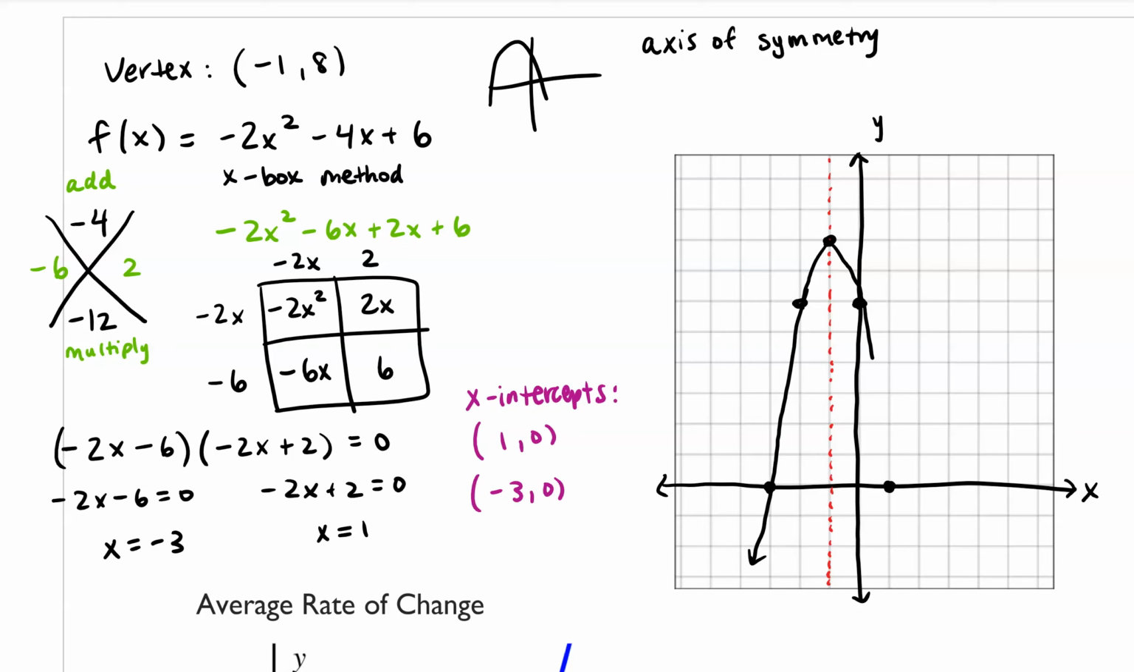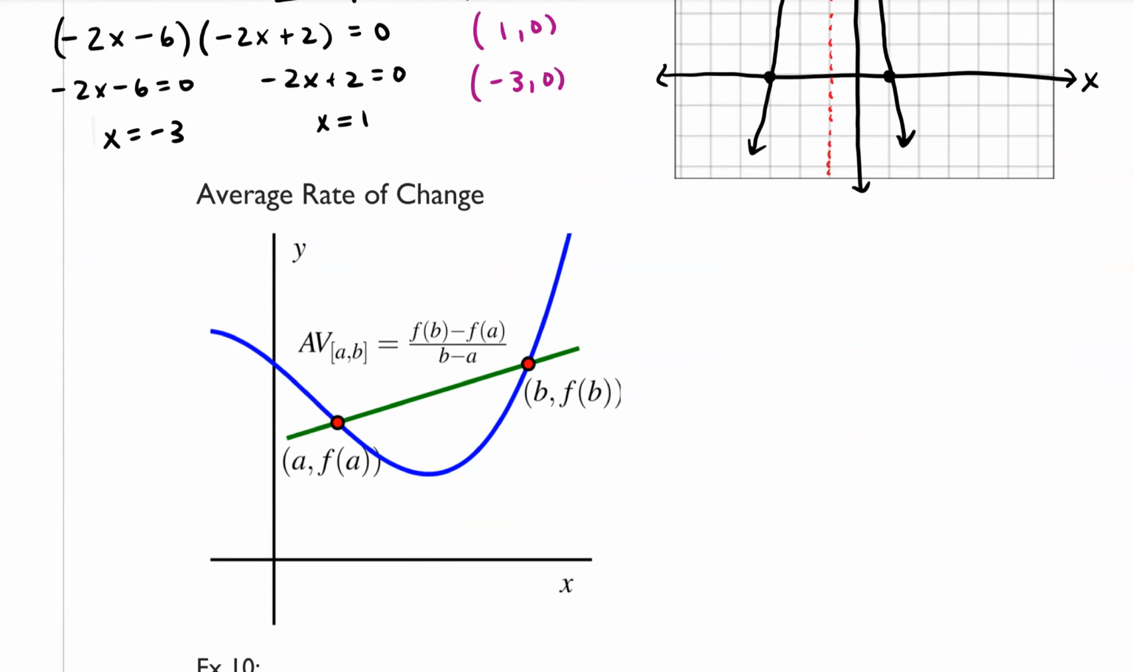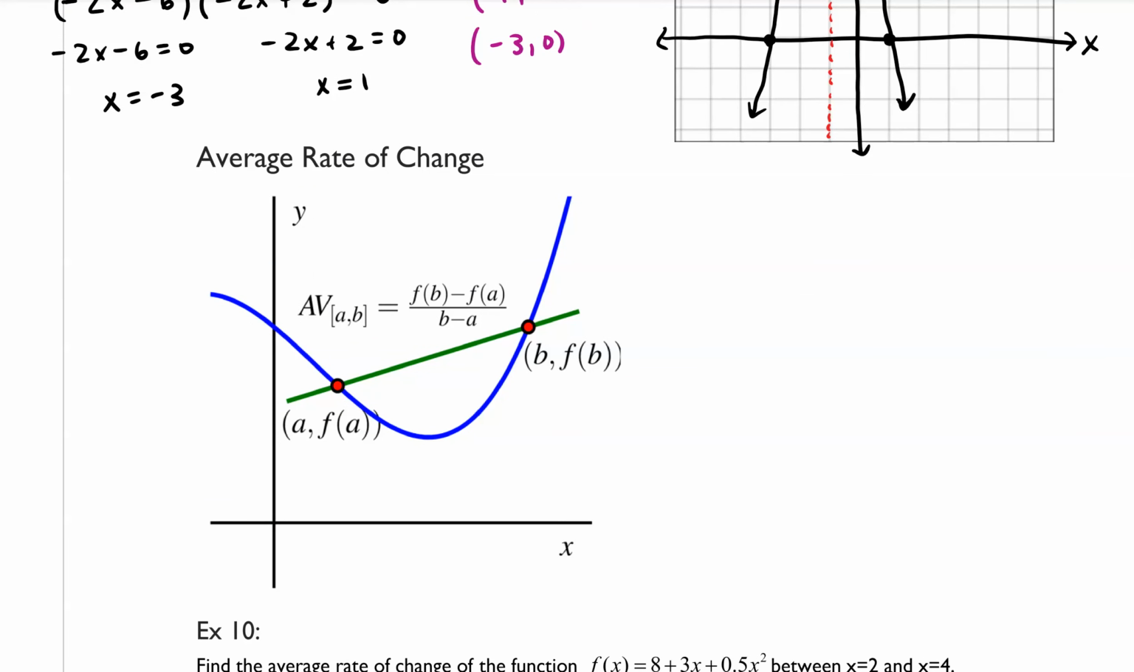And so our graph is going to look something like that. All right, so that is the graph of that function. And don't forget, it asked us for the vertex, which I've boxed up at the top there. Okay, so the next topic that we want to look at is called the average rate of change.